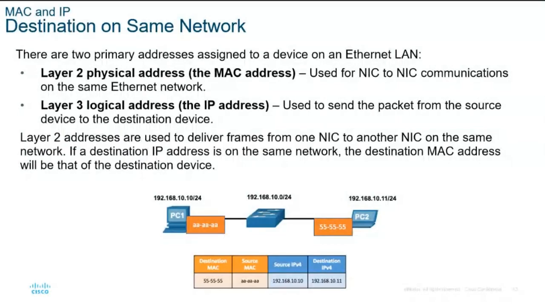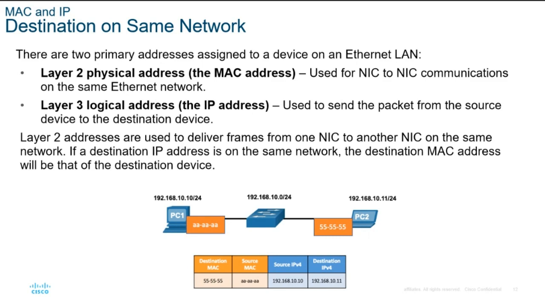So, the MAC and IP destination on the same network. Sometimes a host must send a message but it only knows the IP address of the destination device. IP lang yung alam nila. So, the host needs to know the MAC address of that device. But how can it be discovered?